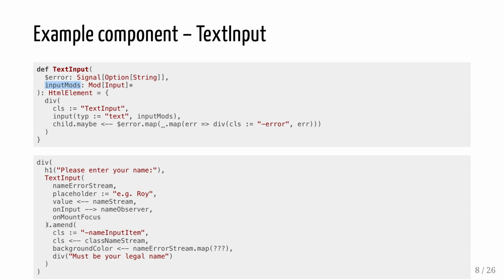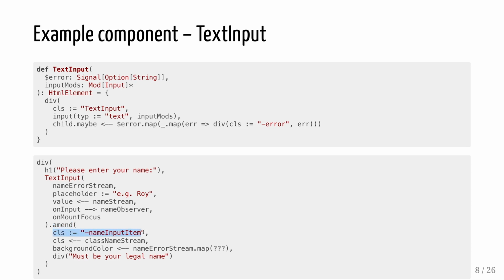So that's the component part, but here we also have a Laminar way of extending any element. Any element in Laminar, and TextInput does return an element, the div element, has an amend method that accepts an argument list of modifiers, again, that are just going to be applied to it. So it's just a way to apply extra modifiers to an element that already exists. And at the end, it returns the same element, but now it has a bunch of side effects applied to it. So let's see what we're applying here as an example.